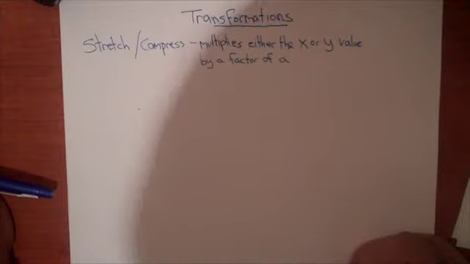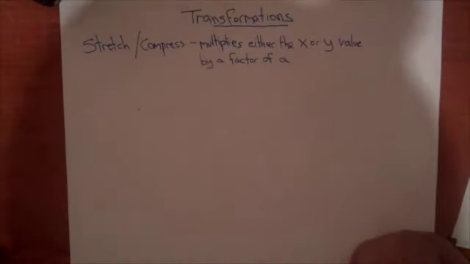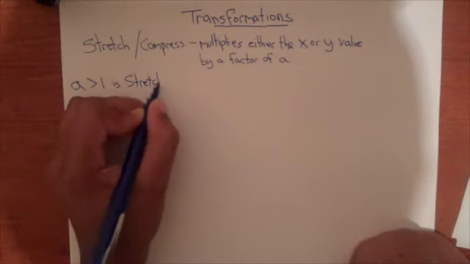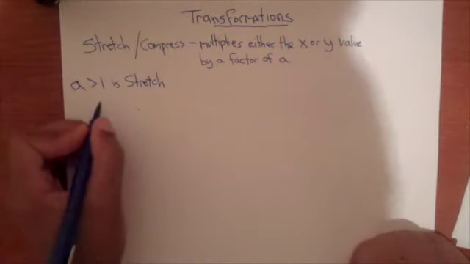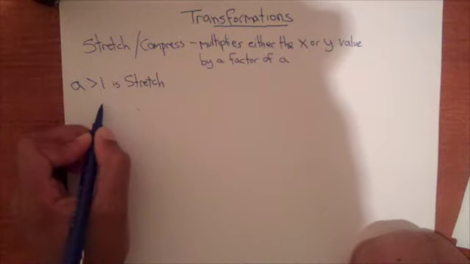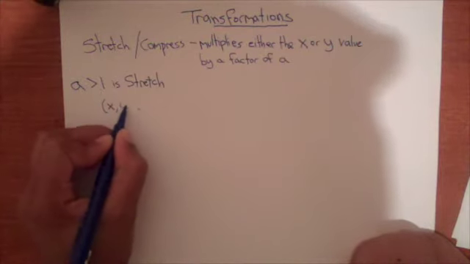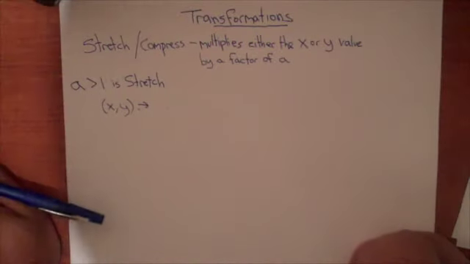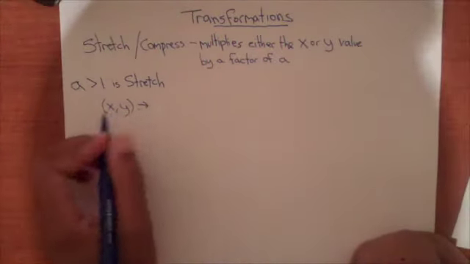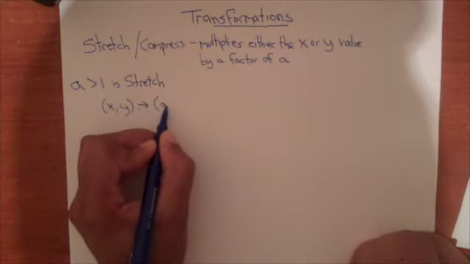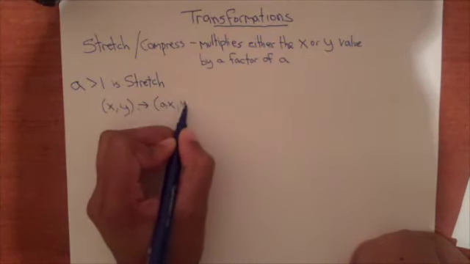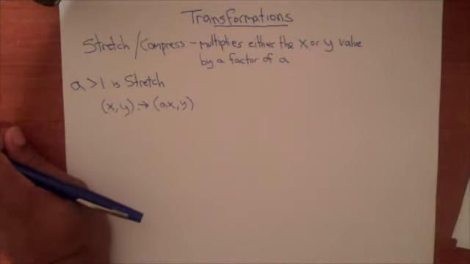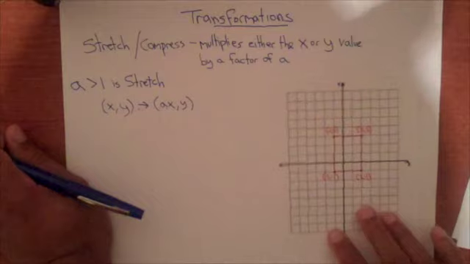So the first one we're going to look at is where a is greater than 1, and that is a stretch. Okay, so in a stretch we take the point (x, y), and we are going to multiply the x value first by a. So the point (x, y) becomes (ax, y). So let's see what this does to a rectangle.